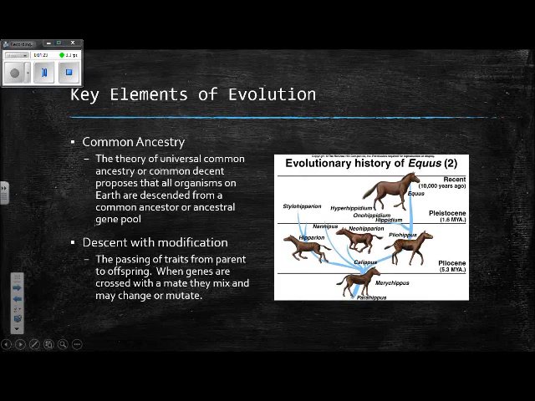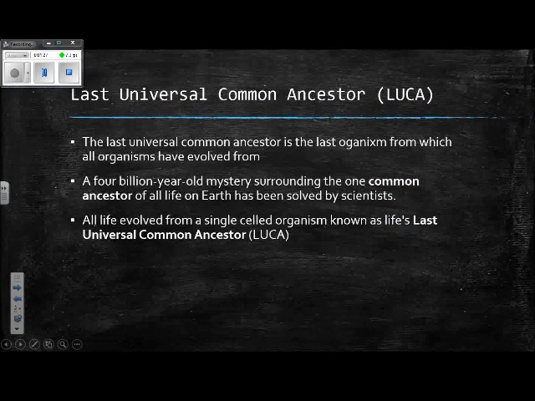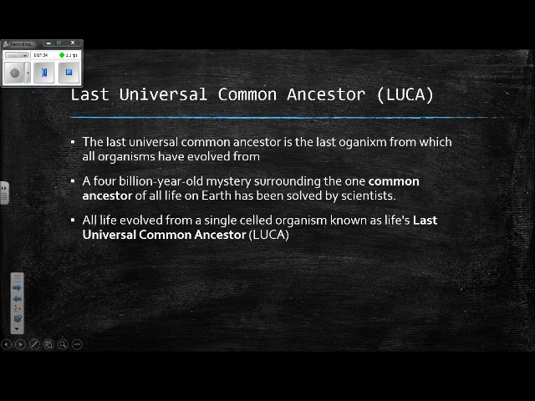Okay, so the last universal common ancestor, or LUCA, is an organism from which all organisms have evolved. A 4 billion-year-old mystery surrounding the one common ancestor of all life on Earth has been solved by scientists. All life has evolved from the single-celled organism, the last universal common ancestor. So, at some point in time, one of your ancestors was just one little cell.